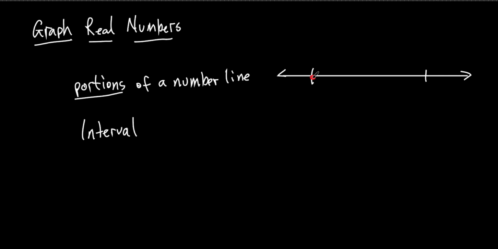What if I just wanted to talk about the section, like from here to here? So I'm not just talking about one number, I'm talking about a portion of the number line. You know what I mean by portion? A part of. So what if I want to just talk about that little section of the number line right there? We call that section, that red thing right there, an interval.